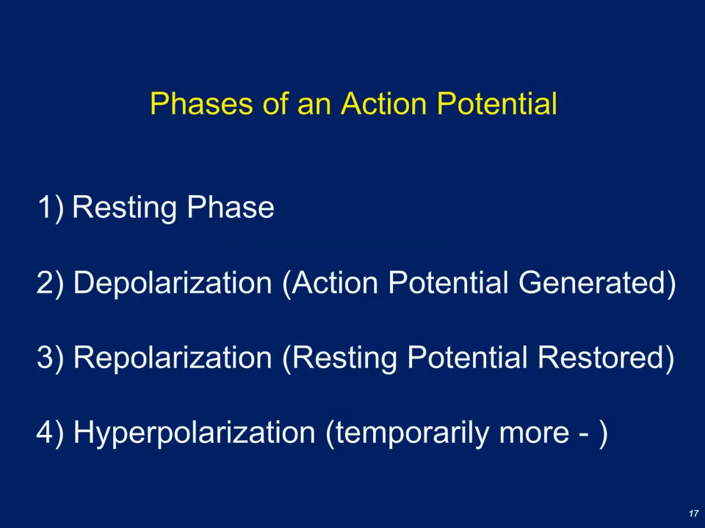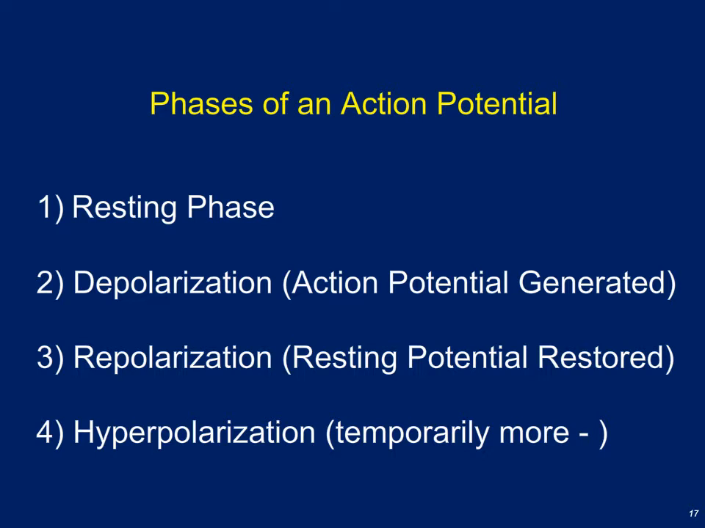So action potentials potentially have 3 to 4 different phases. These include a resting phase, depolarization, repolarization, and hyperpolarization. Now during the resting phase, a neuron is negative on the inside, and we'll talk about why that is in a few slides. If it's stimulated enough, we go through something called depolarization, and during depolarization, the charge inside the axon will switch from negative to positive.